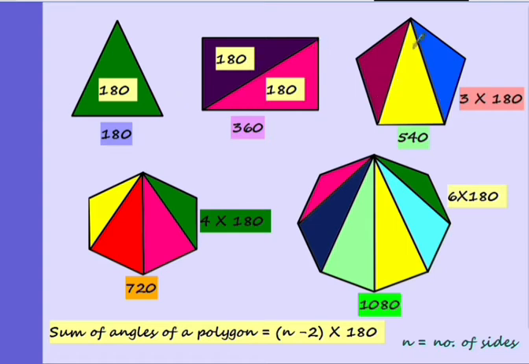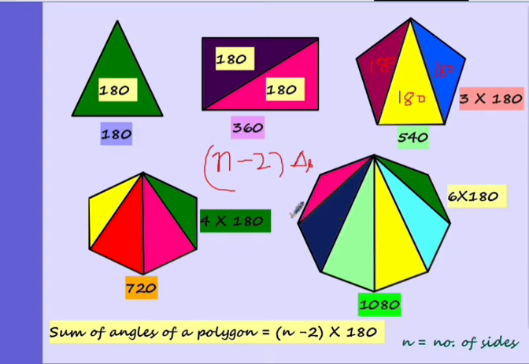A pentagon we can divide into 3 triangles, a hexagon into 4, an octagon into 6. So what we observe everywhere is that we are getting n minus 2 triangles. And we know the sum of the angles of a triangle is 180. So here we are making 3 triangles, so 180 into 3, and the sum comes to 540.